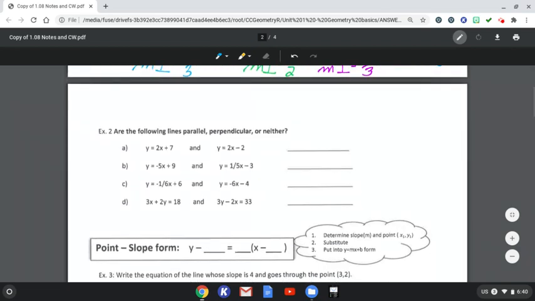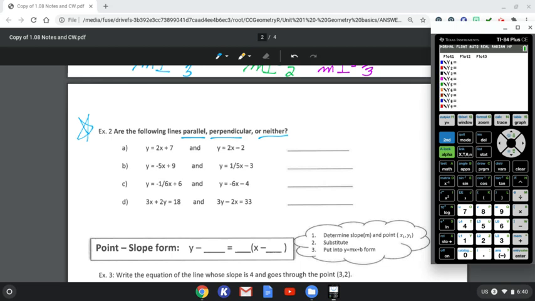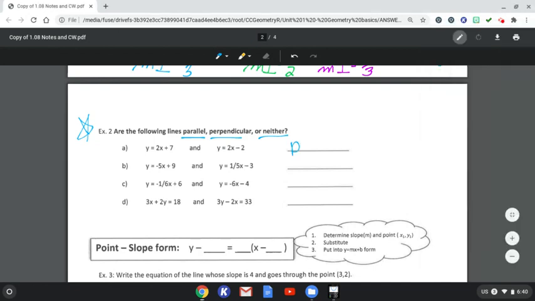Looking here, exercise 2 asks, are the lines parallel, perpendicular, or neither? Now, this is where your graphing calculator can come in handy. If you go to type in these two equations, 2x plus 7 and 2x minus 2, and hit graph, your calculator is going to graph those two lines for you. So 2x plus 7 and 2x plus 2, if you forget what they are, look at your picture. Those two lines are parallel.